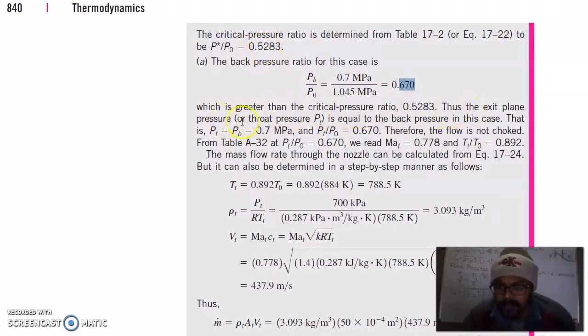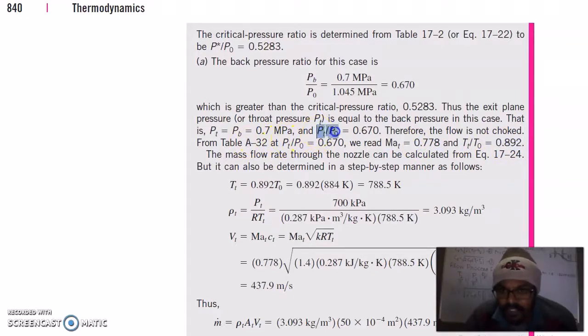Thus the exit plane pressure is equal to back pressure in this case, that is PT is equal to PB, which is equal to 0.7 megapascal. So this will also ensure that the flow is not choked. Now from this table, PT by P naught is equal to 0.670. We read Mach number equal to 0.778 and T by T naught equal to 0.892.